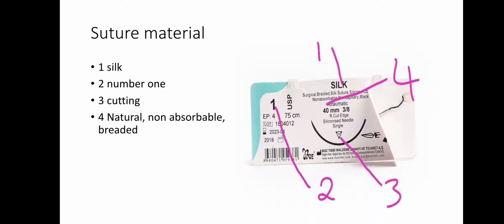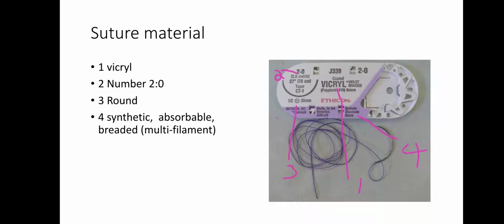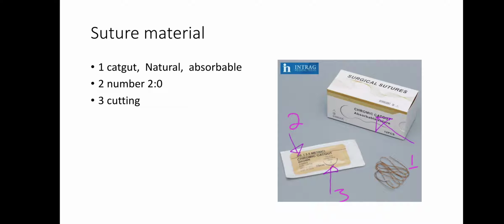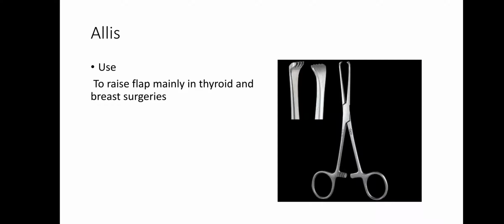Silk is a natural, non-absorbable suture material. Vicryl is a synthetic, absorbable suture material. Catgut is a natural, absorbable suture material. Alice forceps. Alice forceps used to raise flaps in thyroid and breast surgeries.